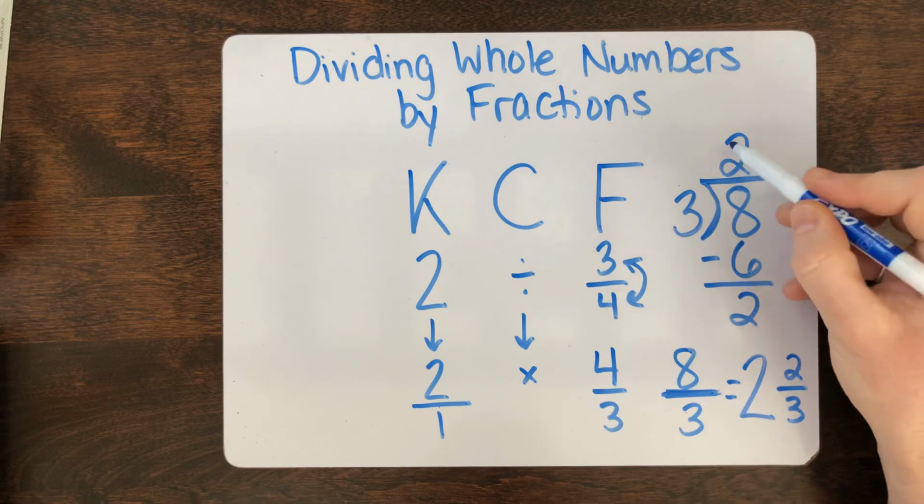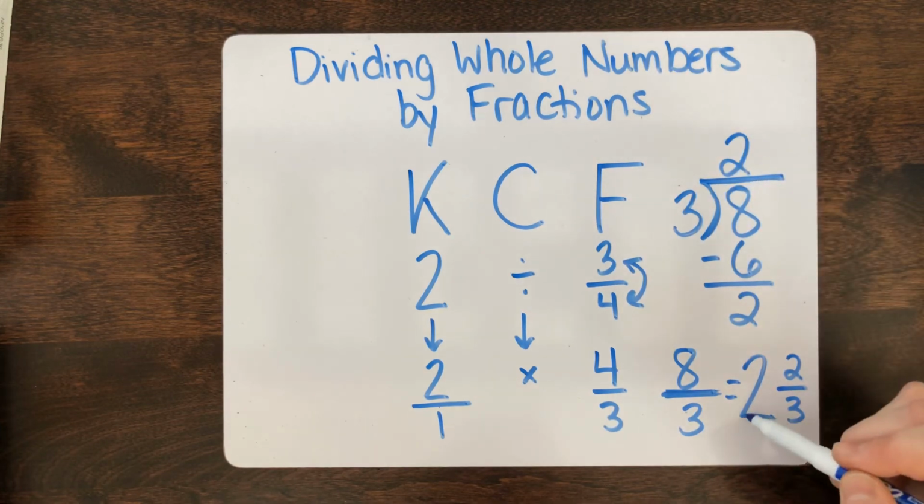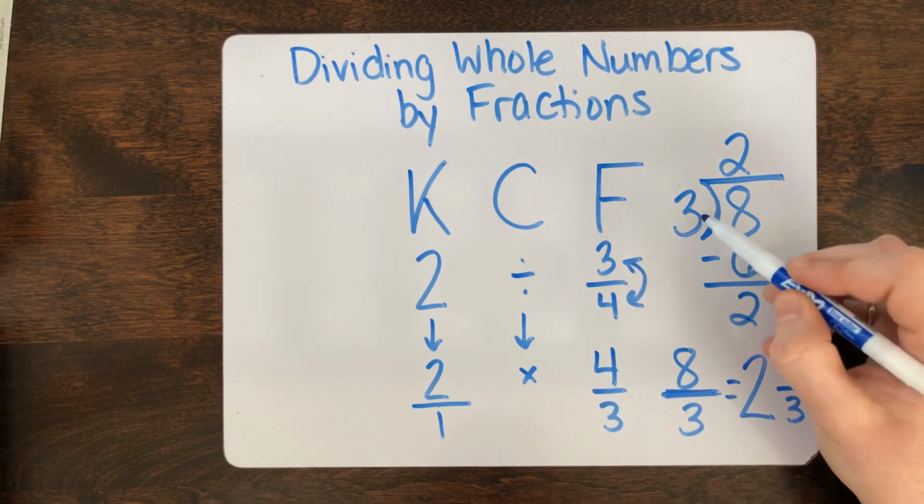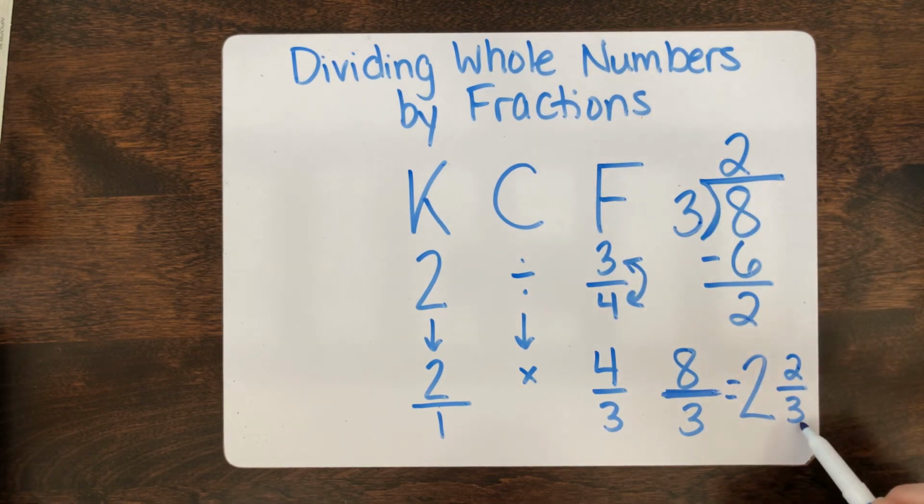So in this case, whatever our quotient is, our whole number at the top, that's our whole number. Our remainder becomes our numerator, and our divisor is our denominator.